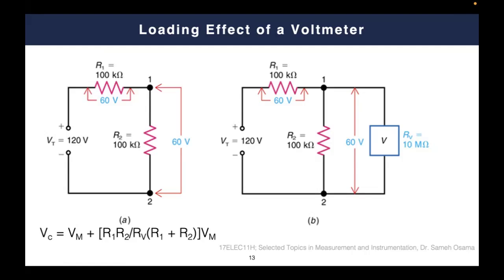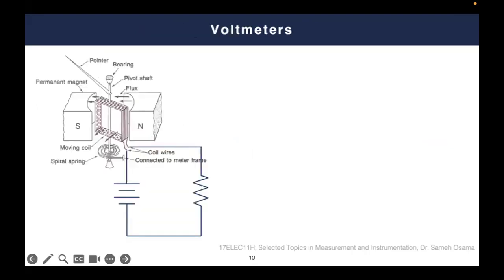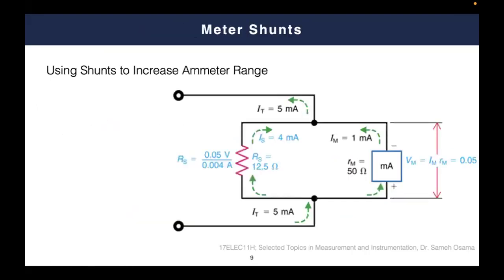Again, there is always an error. The matter is that we are trying to control and minimize this error. In the same direction, we can think about the ammeter if we return back to the ammeter slide. So we can think in the same way with the ammeter.